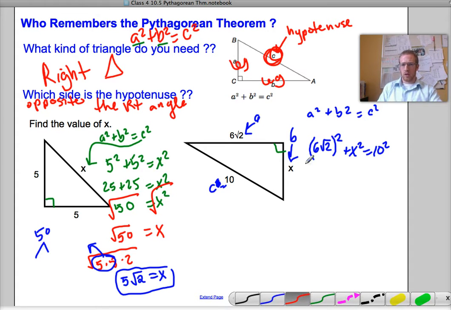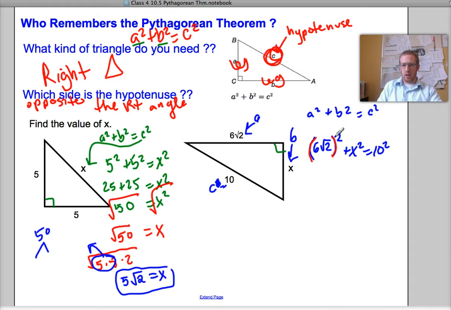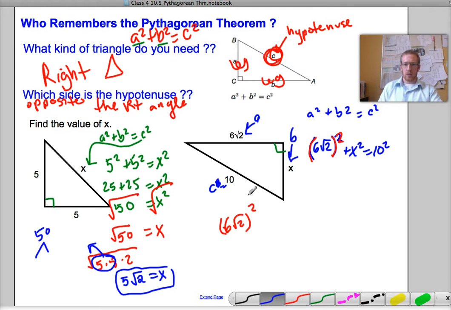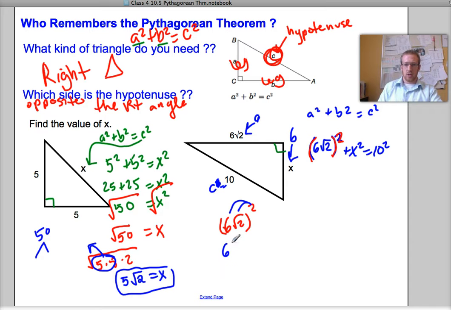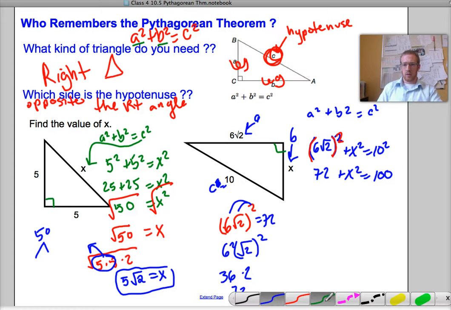So I'm going to do this part right here kind of off to the side so that you don't get lost in what I'm doing here. So that is 6 root 2 squared. So I've got to apply that exponent to each of the numbers in there. So that's really 6 squared times root 2 squared. So it's a 36. Square root of 2 squared is just 2. So it's 36 times 2, which is 72. So this equals 72. So we have 72 plus x squared equals 10 squared, which is 100. And now we're just solving this simple equation.